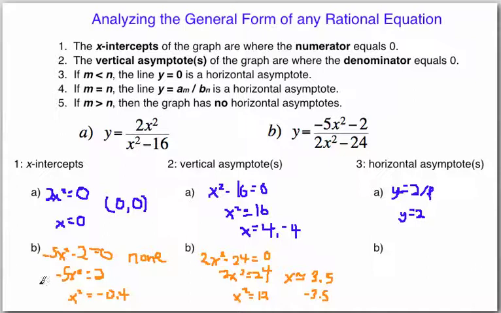And then for our b here, we're going to do exactly the same thing. The leading coefficient of the numerator is negative 5, so we get y equals negative 5 divided by the leading coefficient of the bottom, which is 2. And negative 5 divided by 2 is y equals negative 2.5. And that's it.